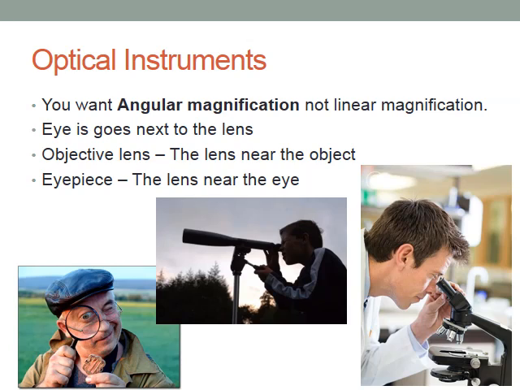Now, there's a couple other random things you should know. For example, with some of these optical instruments, like telescopes and compound microscopes, there are two lenses. So we're going to talk about these two different lenses, and we have names for them. Just so that you're aware, we'll call one the objective lens because it goes near the object, and one we'll call the eyepiece because it goes near the eye.